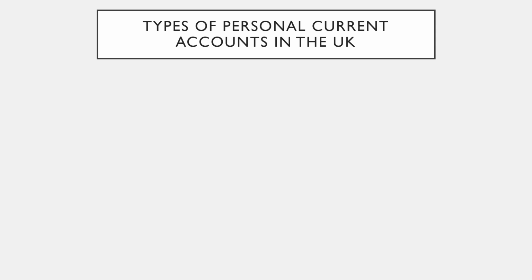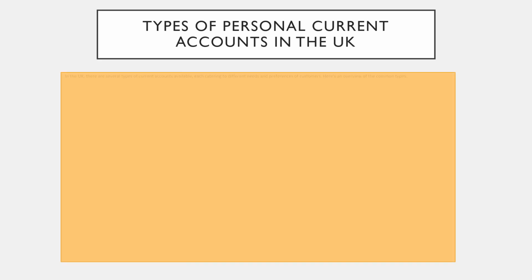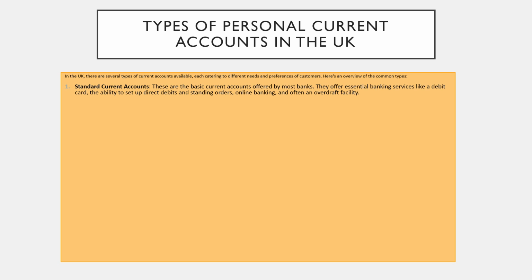So there are different types of personal current accounts in the UK, and it's important for this section that you have an awareness of the different types of accounts. So let's have a look at them. Most current accounts are available and they each cater to different needs and preferences of customers. So depending on what type of customer you are might depend on the different type of current account that you're going to go with. So a standard current account, this is a basic current account offered by most banks, and they offer essential banking services and give you a debit card and allow you to set up direct debits and standing orders, online banking, and perhaps maybe an overdraft facility as well.